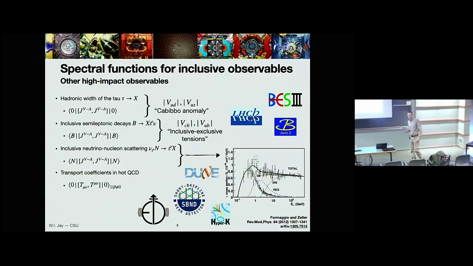Another process that's very timely given US activity in the accelerator-based neutrino program is something like neutrino-nucleon scattering. So here we've just taken this 4-point correlation function and now swapped out the B mesons for nucleons. The Deep Underground Neutrino Experiment planned at Fermilab is going to be scattering neutrinos off of argon nuclei in the few GeV range, and you have enough energy that you can really produce a wealth of different hadronic resonances.